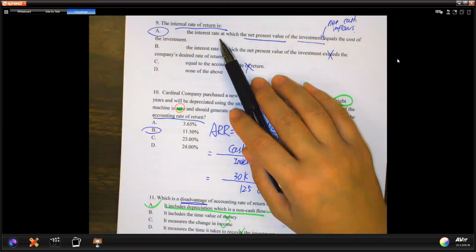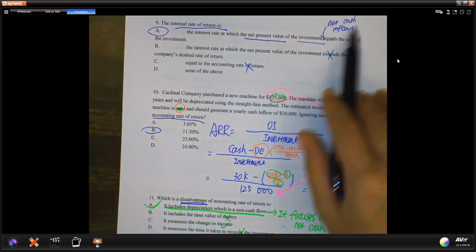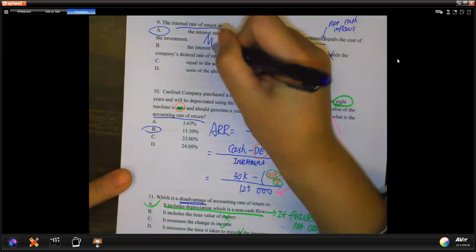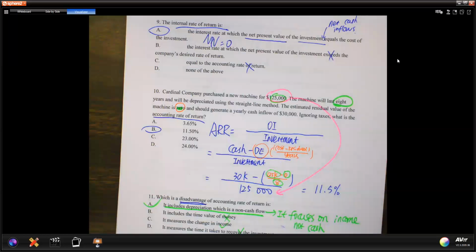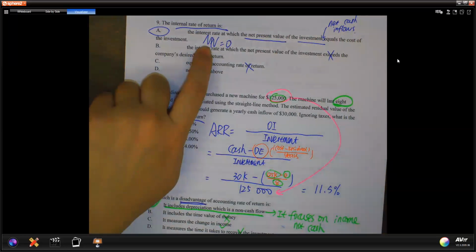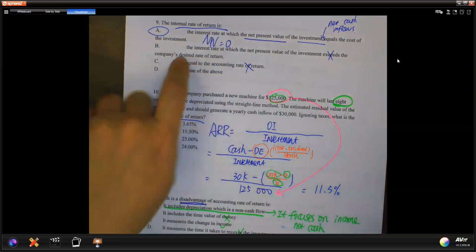We have to check the rate, right? The net present value of the investment: I put net cash inflow equals to cost of the investment, which means your NPV equals 0. You spend $10,000 as investment, but your total income will be $10,000. That was the rate to get that 0 NPV.